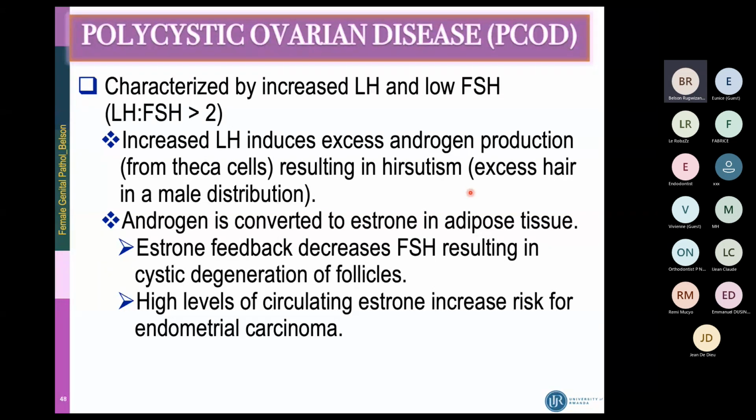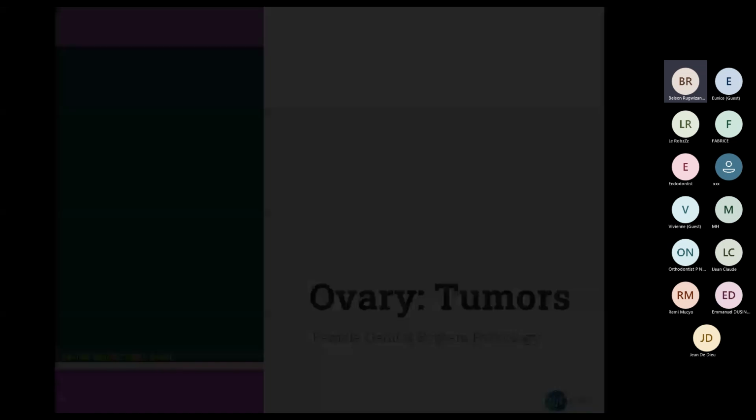So in assume ya male n'iya female ntabwo ya distribution yayo ari kimwe, kandi ikindi let's say like the pubic hairs, the pattern in women and men is completely different. Androgen is converted to estrogen in adipose tissue. Estrogen feedback decreases FSH, resulting in cystic degeneration of follicles and so on. So here is the pathophysiology of polycystic ovarian disease, how it takes place.